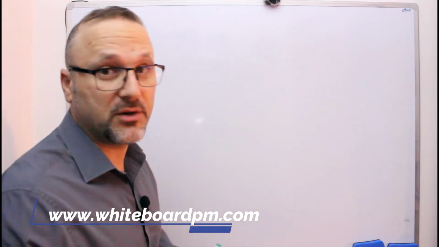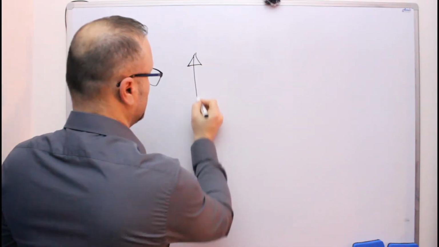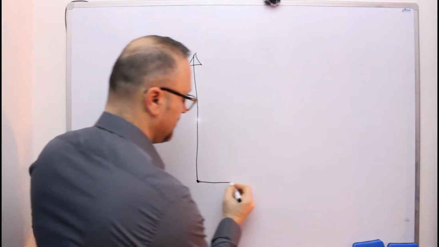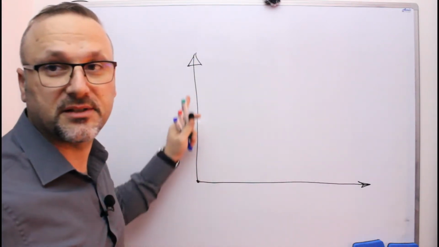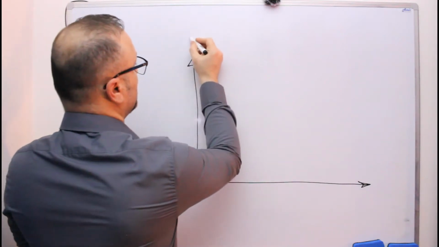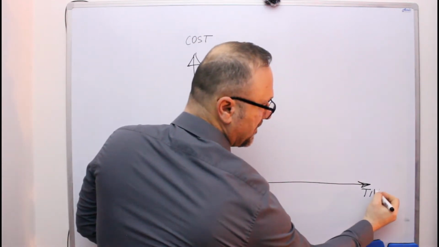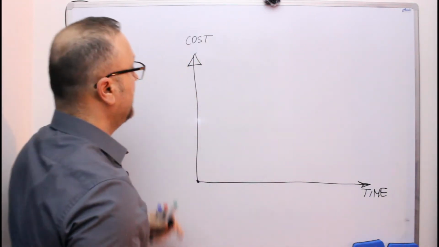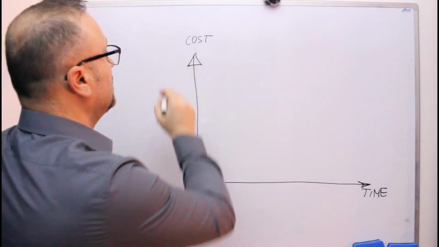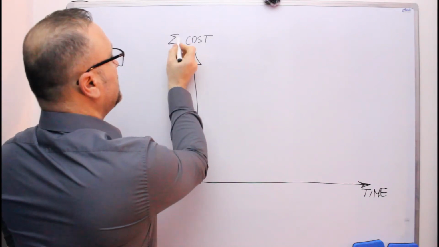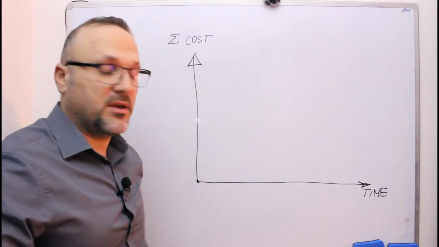And let's hit it here on the whiteboard. So we said we have a graph. A graph always starts with two important factors. First factor is the cost. Second factor is the time. And because this is the cost of the overall contract, this is the cumulative cost. And this is the overall time of the contract.